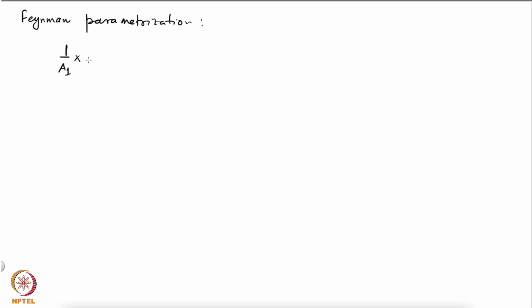So this is just multiplication: 1 over a1 times 1 over a2, and so on, times 1 over an. This is the integral from 0 to 1 of dx1, where x1 is one of the Feynman parameters, and actually there are n of them, up to dxn. This n is not the number of dimensions; I'm writing this for the case where you have n factors.